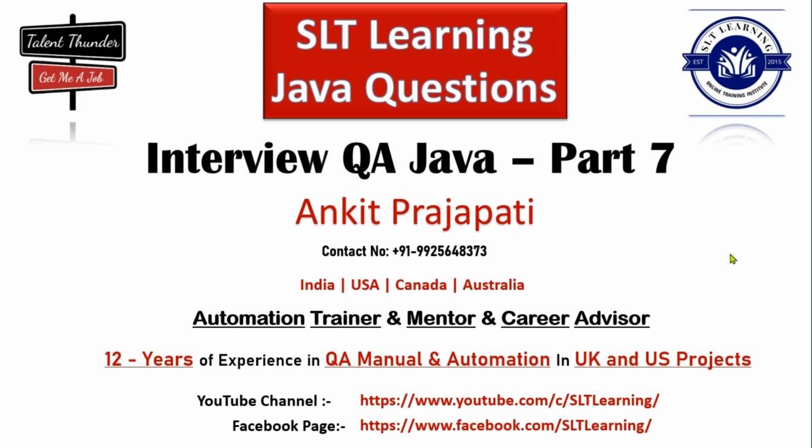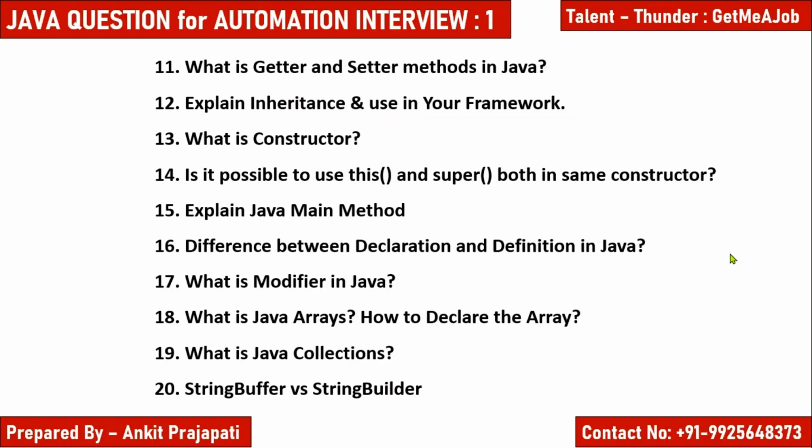So let's start with today's agenda. What are the questions we're going to cover today? These are the questions from Java, if you're applying for the automation role. What is getter and setter method? They will definitely ask this if they are hiring for 2 to 3 years of experience in QA automation. Explain inheritance, a basic OOPs concept, but the important thing is where you used it in your framework, in your training or in your past project.